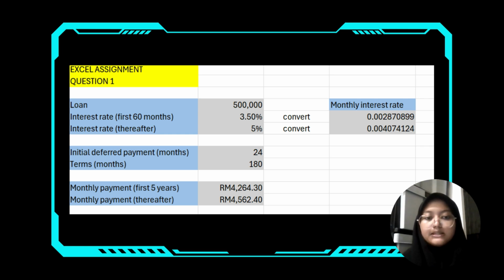To answer this part, we can use the PMT formula in Excel, which means that we need to use the interest rate, the terms that exclude the initial deferred payments, and the present value. Then we will get the monthly payment for the first 5 years, 4,264.30, and the monthly payment thereafter, which is 4,562.40.